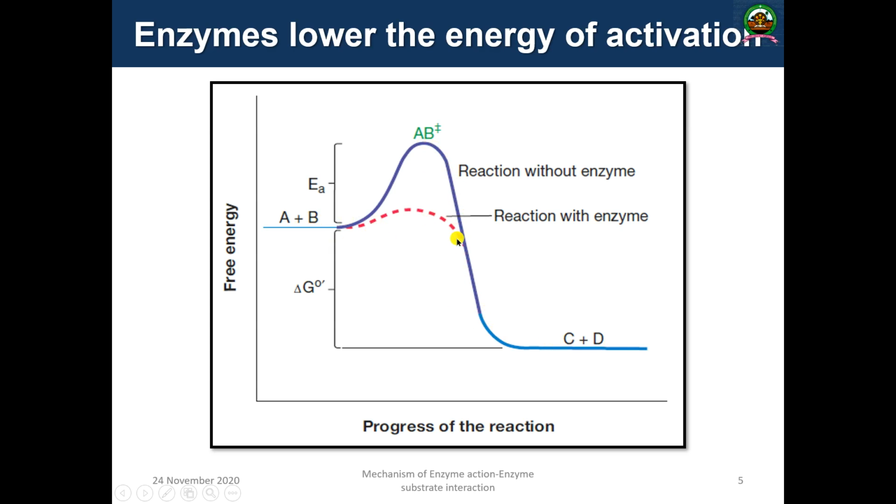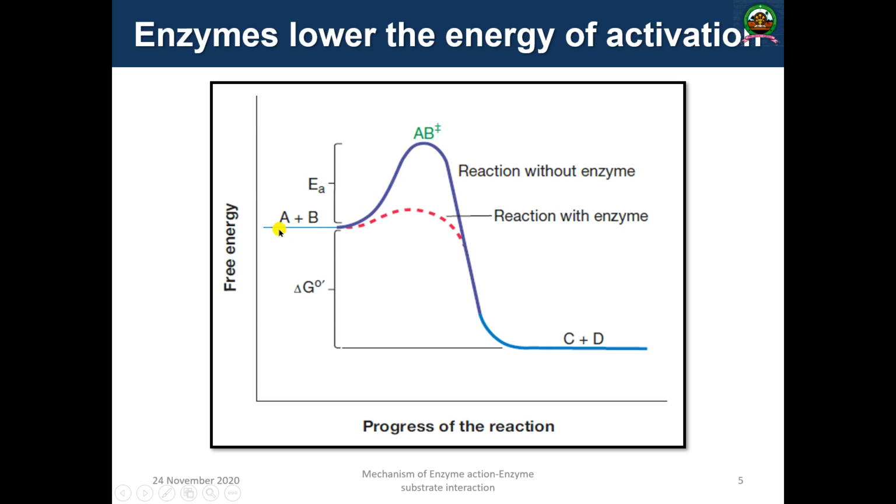Here you can see this energy difference. When A plus B goes from the initial level to the final product, this is known as delta G, the free energy change. And this is happening without the enzyme. This is a normal chemical reaction.